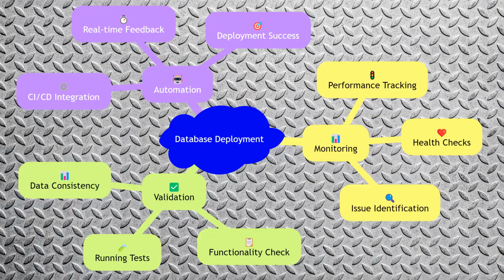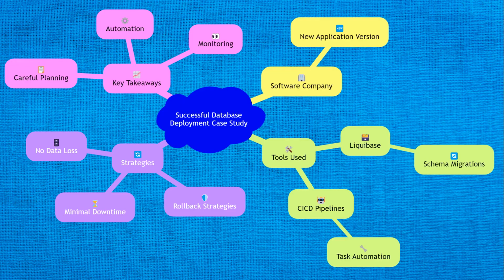the deployment. To illustrate the concepts discussed, let's look at a case study of a successful database deployment. A software company needed to deploy a new version of their application, which included significant database changes. By using tools like Liquibase for schema migrations, automating tasks through CI/CD pipelines, and implementing robust rollback strategies, they were able to deploy the changes with minimal downtime and no data loss. This case study highlights the importance of careful planning, automation, and monitoring in achieving successful database deployments.